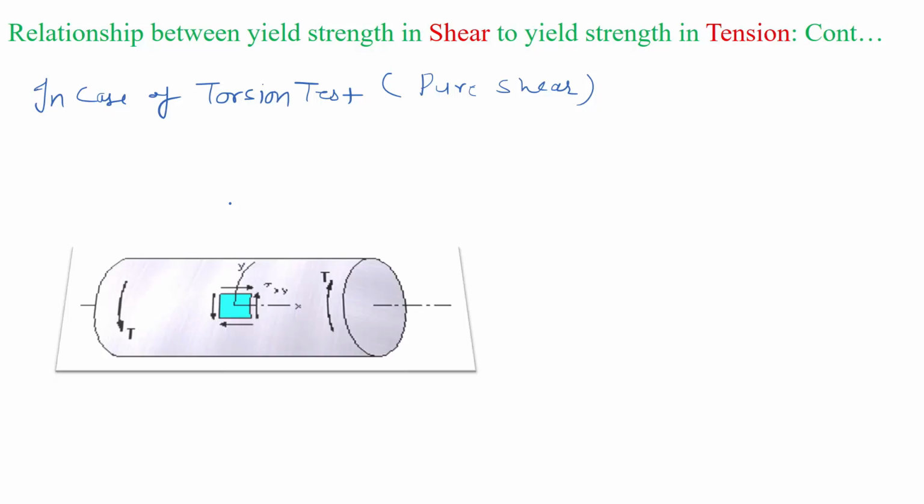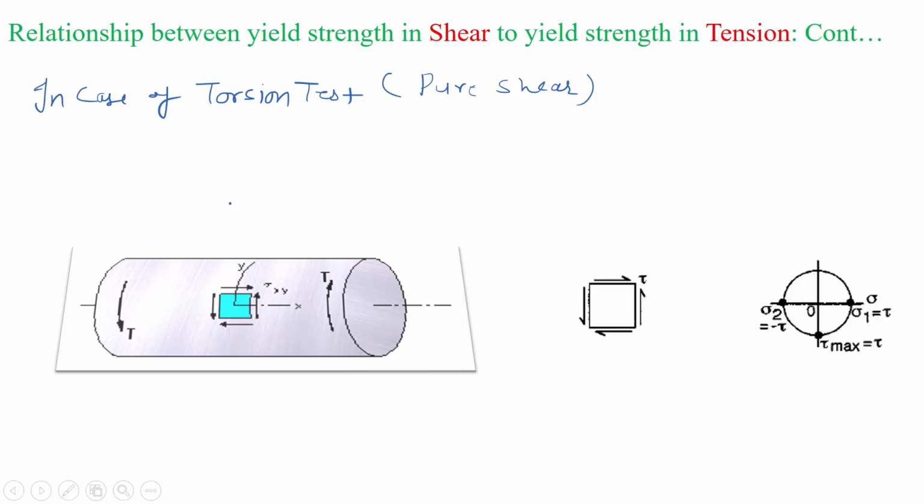In torsion, let's consider one shaft which is subjected to pure torsion. If we take an element at the surface of this shaft, because the surface will be experiencing maximum shear stress, since shear stress along the radial distance of the shaft varies linearly and is maximum at the outer surface. So if we take the critical component at the outer surface and draw the state of stress, that would be something like this.